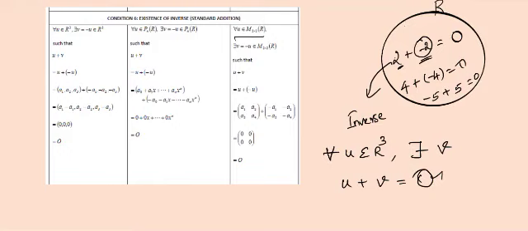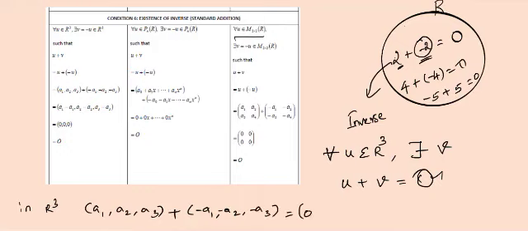Now, since in our problem the addition is standard addition, we can clearly say the negative of the element is the inverse. For example, in R3, if the element is A1, A2, A3, its inverse will be minus A1, minus A2, minus A3. So if I add these two, I will get the 0 element in R3. That inverse also belongs to the same domain.